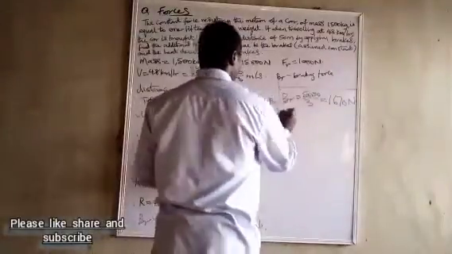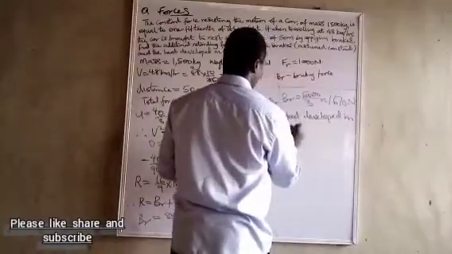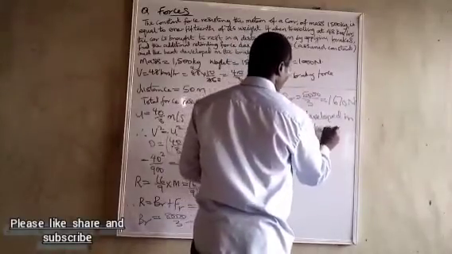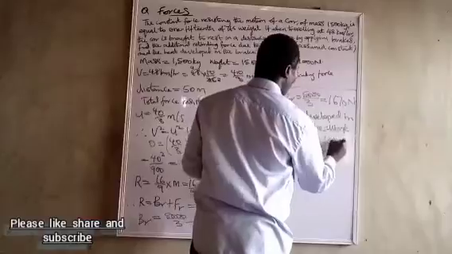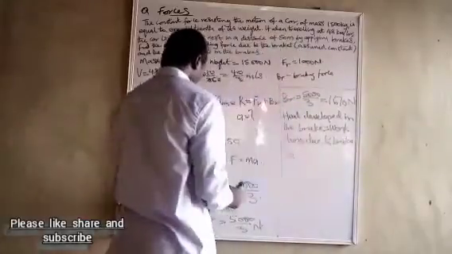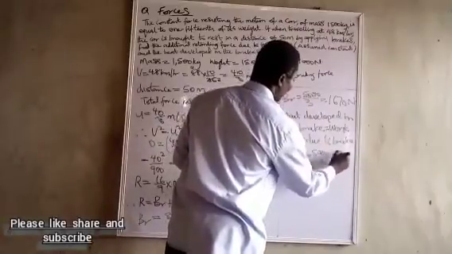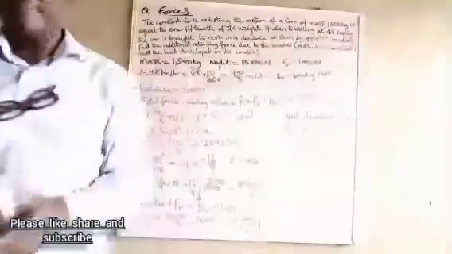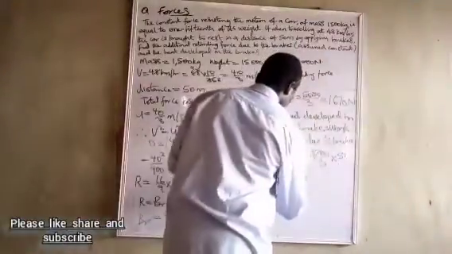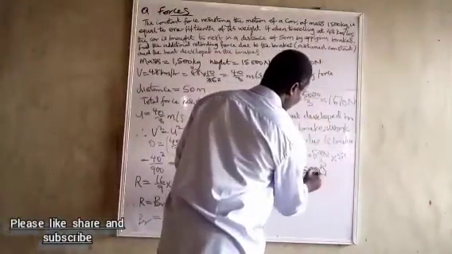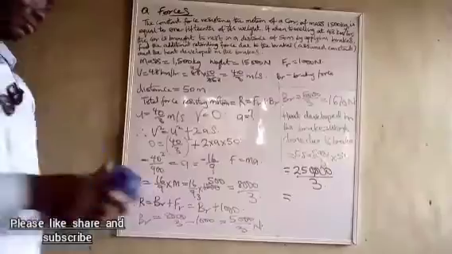The heat developed in the brake will be equal to the work done due to the brake, and that will be equal to Fs, which is 5,000 over 3 times 50. That is the distance the car moved through, and that is going to give us 250,000 over 3.